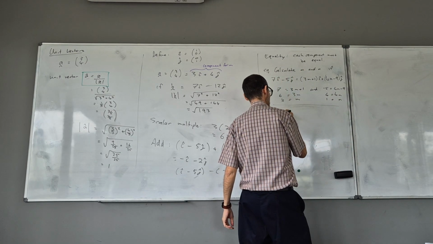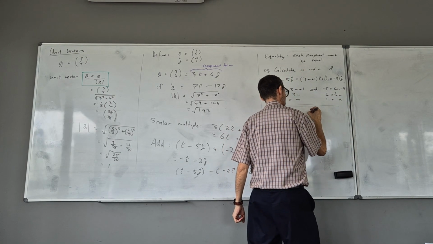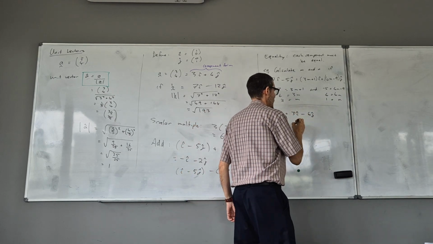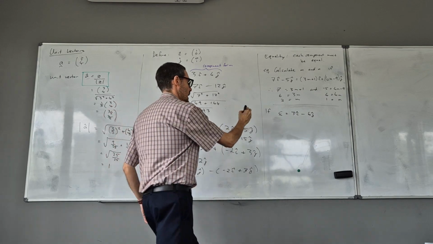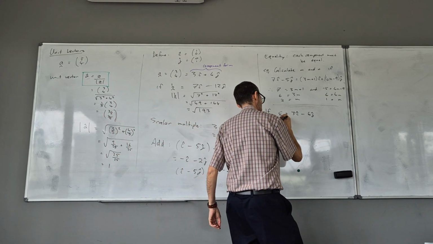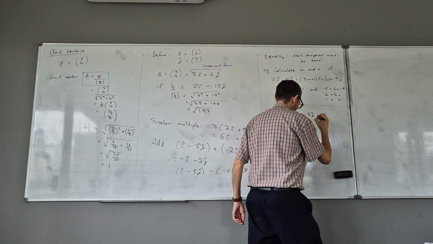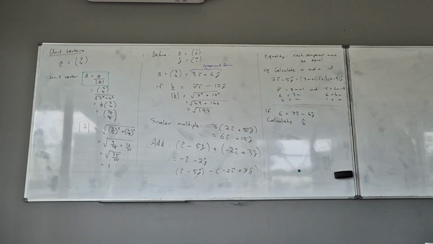If C is 3i minus 6j, oops, that was meant to be i hat, calculate C hat. And you can put the square line if you want to, it's up to you.